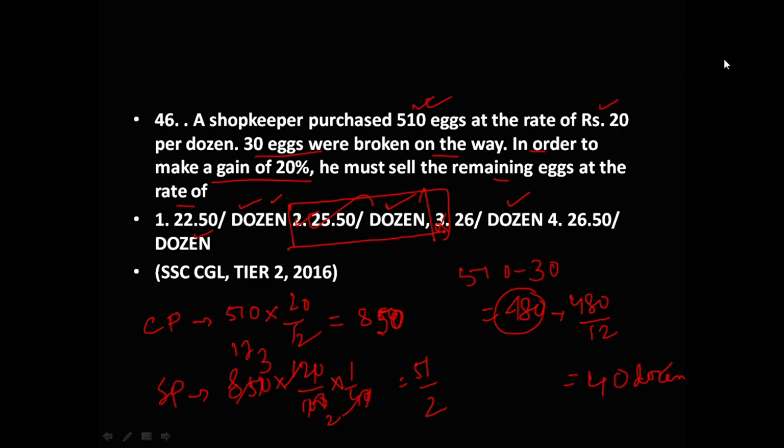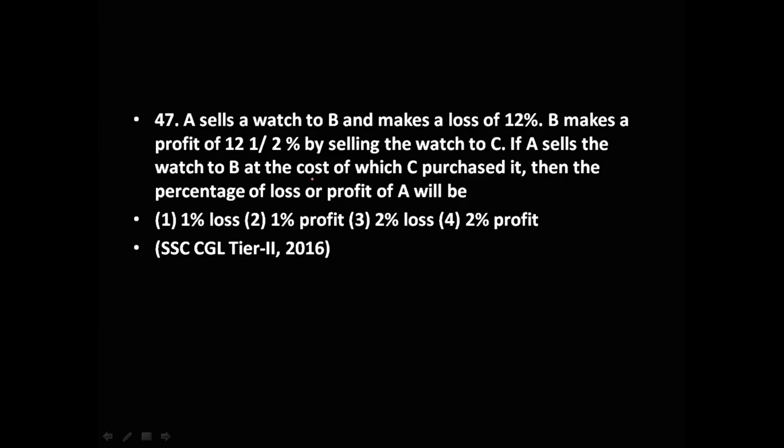So next. Number 47. A sells a watch to B at a loss of 12%. B makes a profit of 12.5% by selling it to C. If A sells the watch to B at the cost at which C purchased it, then find the percentage of loss or profit. Oh, so it's a question of successive profit and loss, successive discount, successive interest. It comes under that formula.